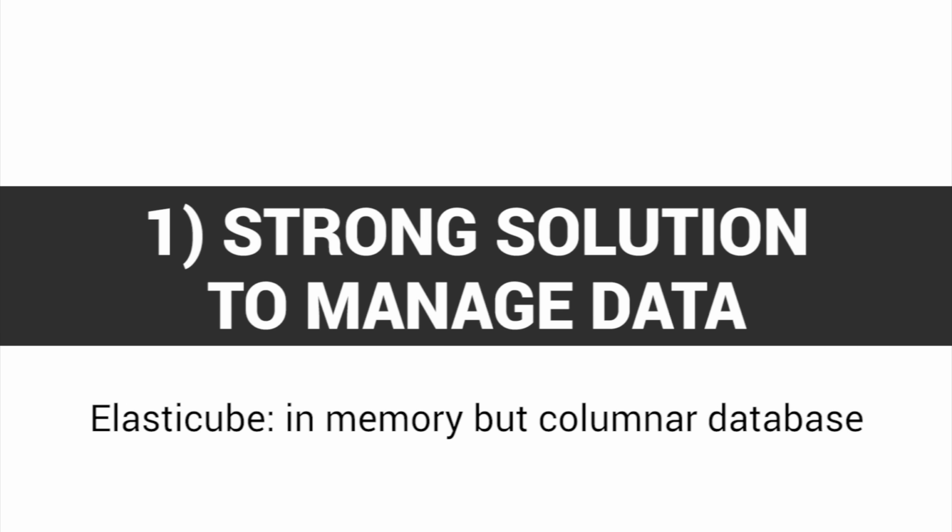So first of all, we have a strong solution to manage data called the Elastic Cube. It's an in-memory but columnar database. What that means is that instead of using your memory, which is very expensive, to load the data, we actually save it on disk and we only load the actual columns that are needed for the query into memory when a query is run, which makes it very quick and efficient, and you need a lot less hardware.